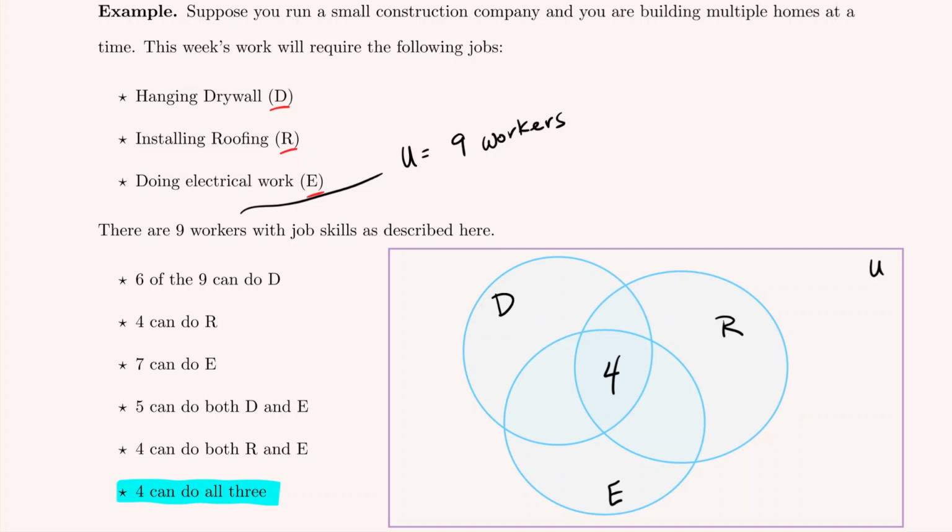Now, next we move out to the next most qualified individuals, or not the most qualified, but who have the most skills listed. And we see it would be the people who have just drywall and roofing, or the people who have just drywall and electricity, or the people who have just roofing and electrical. So we need to figure out how many individuals go in each of these three sections that represent exactly 2 skills listed.